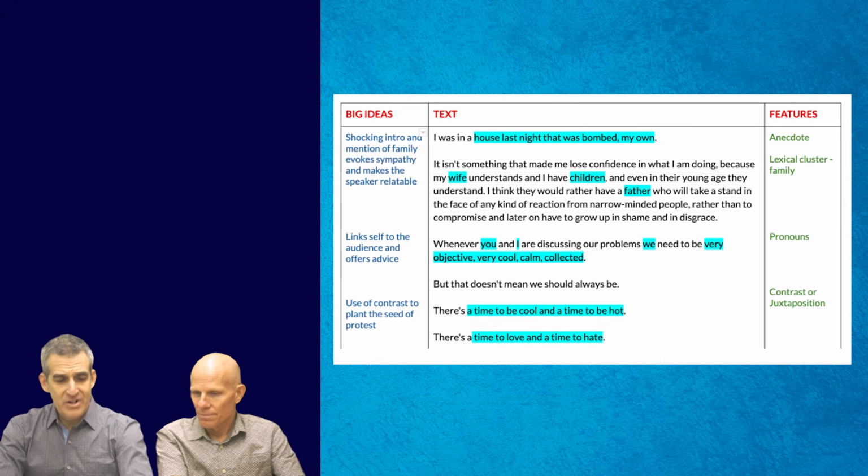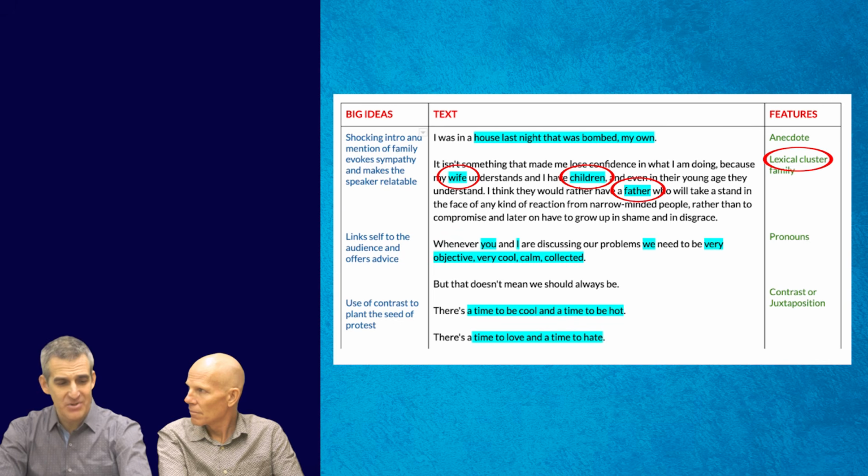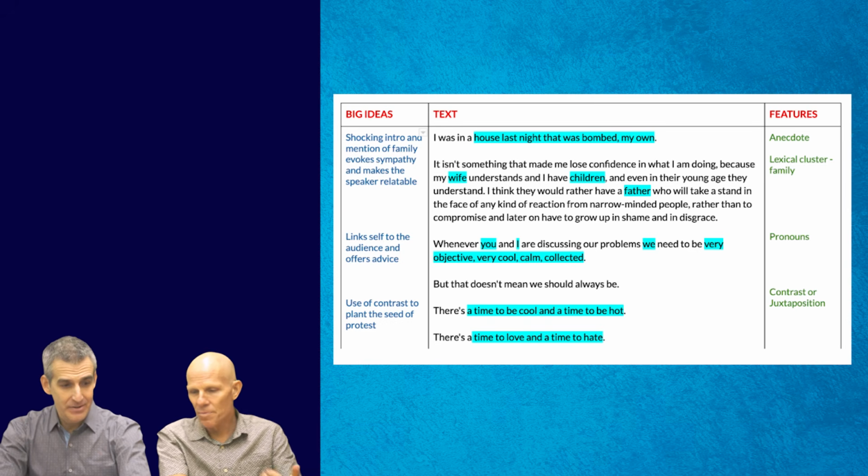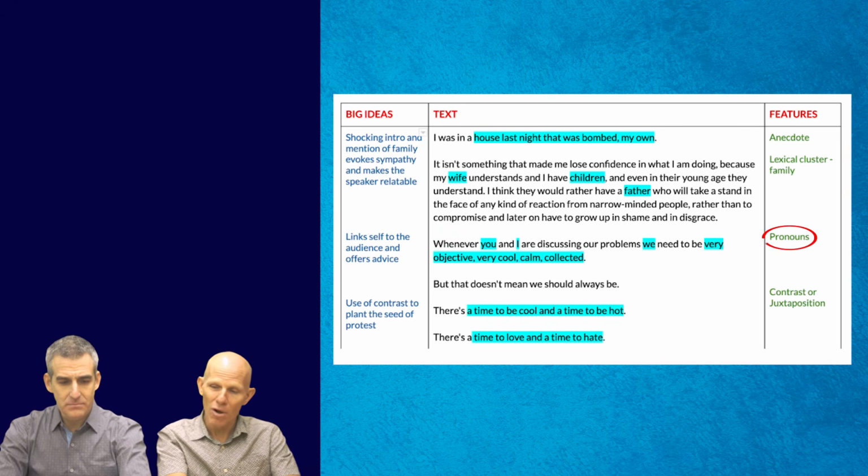To start off, Mr. Giles, I noticed that Malcolm X starts off with a really powerful anecdote, and he talks about what happened to him last night. And he uses this lexical cluster by talking about his wife and his children and his other family members to really shock the audience and show them that, hey, I'm just like you, I deal with violence, I deal with it as well, and I dealt with it last night. Yeah, this builds his ethos for sure. And then again, he's got that link to himself, but also to the audience. He's talking about you, I, and we.